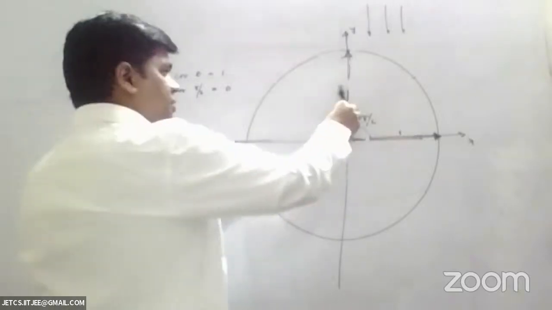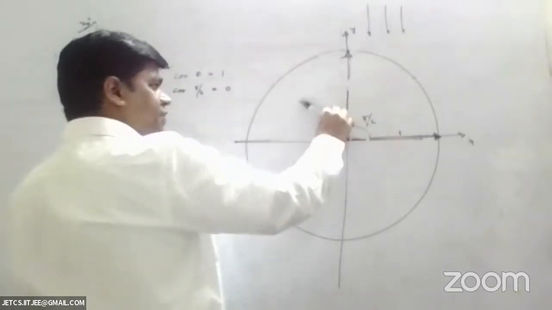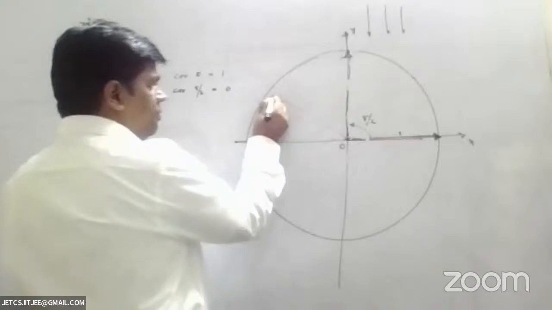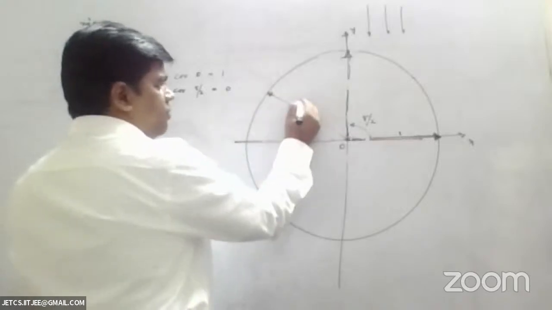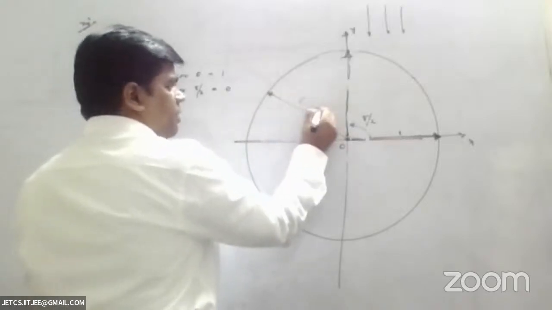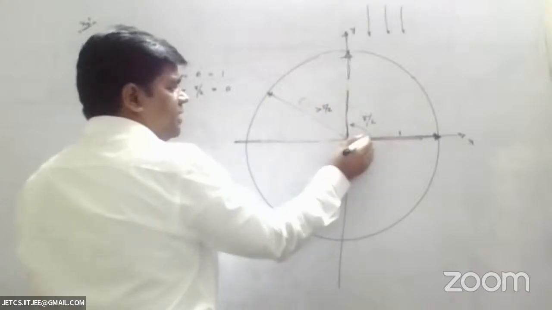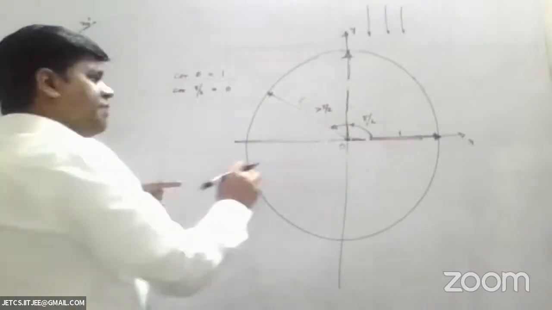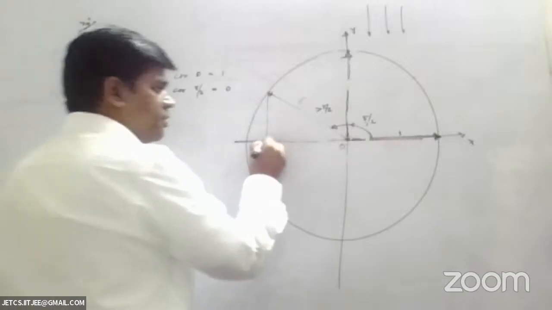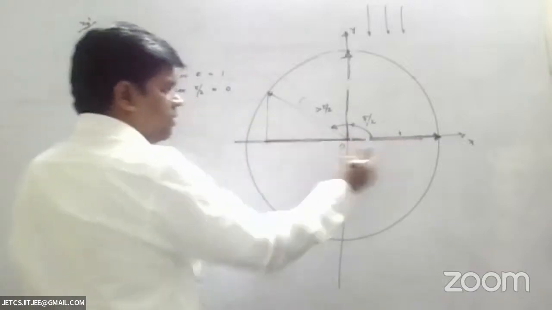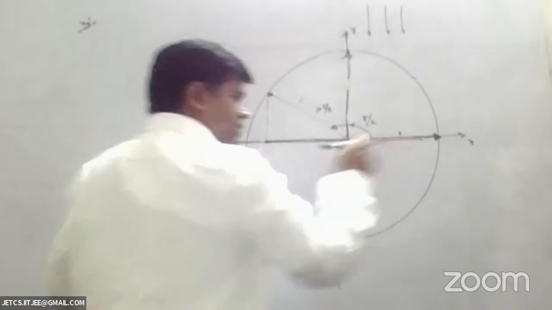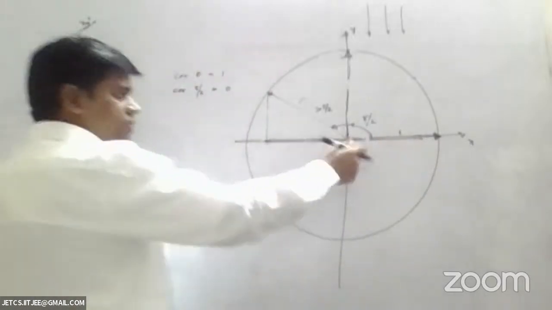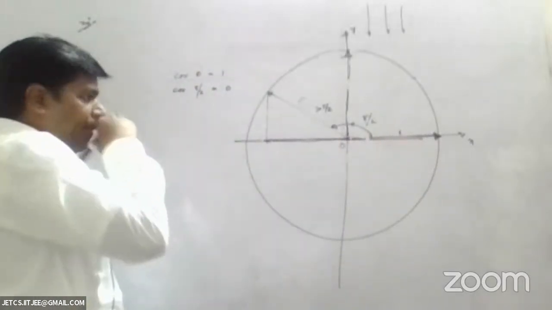Now let's see what happens if I rotate further. As I rotate further, when this angle is more than pi by 2, my cos of an angle which is greater than pi by 2 is negative now. Why is it negative? The shadow is on the left side. Right side of the x-axis is positive, left side of the x-axis is negative. Shadow is on the left side, so it's negative.